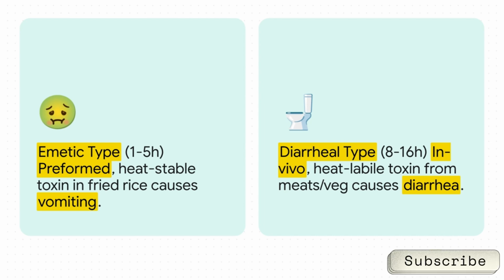If it's in fried rice, you get the emetic type. It's a preformed, heat-stable toxin, which means reheating your leftovers won't save you, and it causes really fast onset vomiting. But if it's in meats or veggies, you get the diarrheal type. That's a heat-labile toxin made inside your gut, leading to slower onset diarrhea. It's a brilliant distinction to know for your exams.